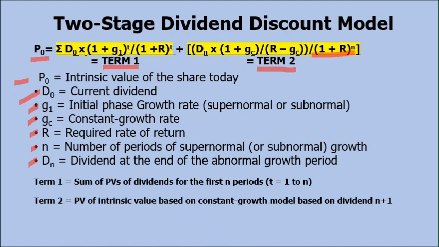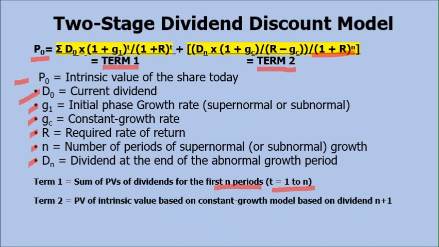Note from the following equation that the term in the first box, that is term 1, applies to a dividend stream for the first n periods when the dividends grow at a super high or super low rate of G1. Here T ranges from 1 to n. That is, there are n dividends to be discounted. The dividends of this stage are discounted at the required rate of return, R.